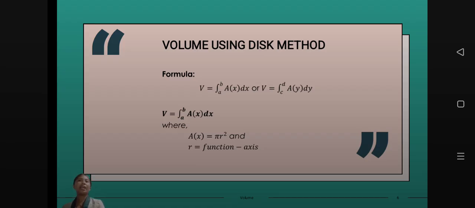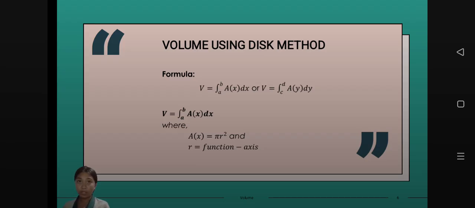Let's now substitute the values above in the formula. We have here V is equal to the integral wherein the lower limit is c and the upper limit is d, of 2 pi times r times w dy. So we have here the integral wherein the lower limit is 0 and the upper limit is 1, of 2 pi times y times negative 2 sine inverse of y plus pi dy.